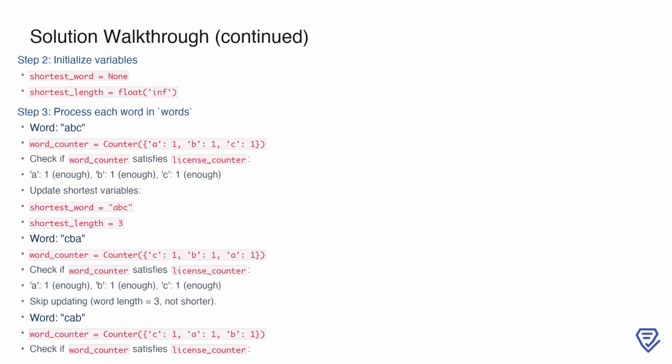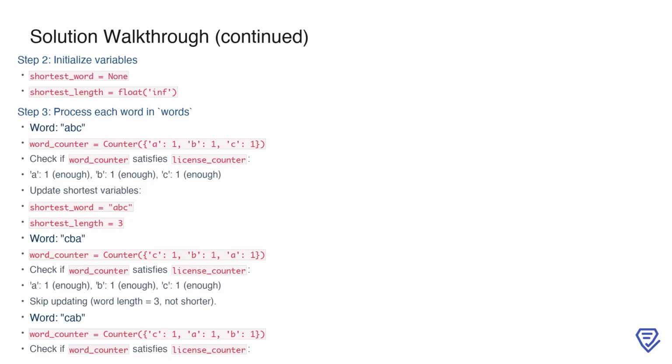Next, we check the word CBA, which has a frequency count of Counter, C1, B1, A1. It also satisfies the license_counter, but since its length is 3, it isn't shorter than ABC. So, we skip updating the shortest variables.